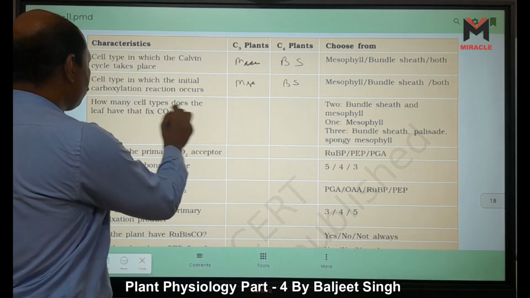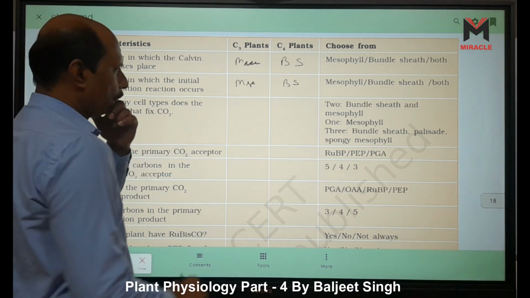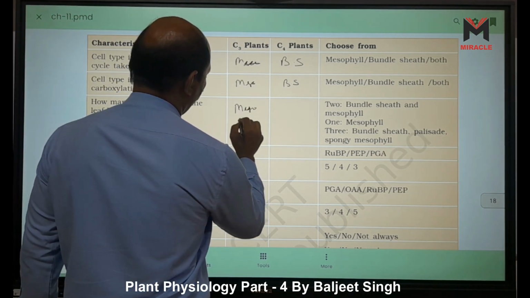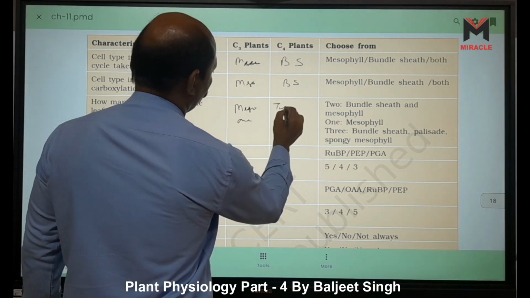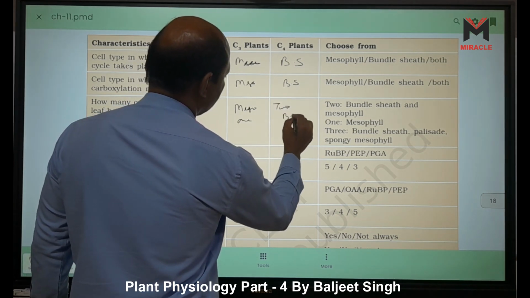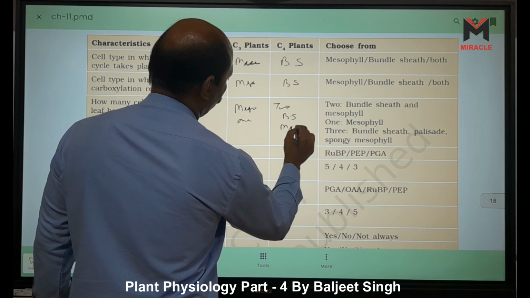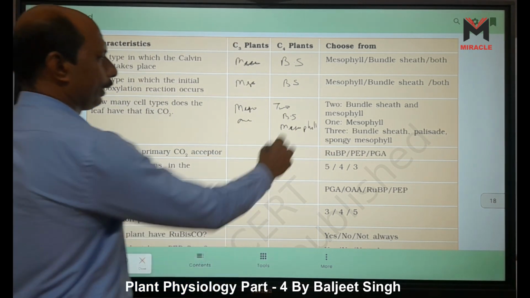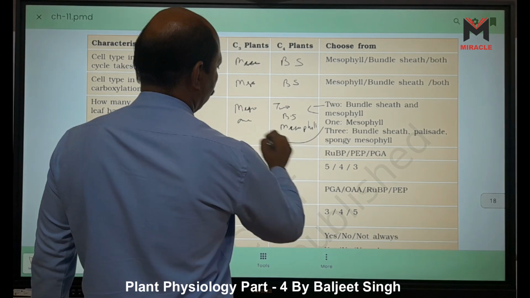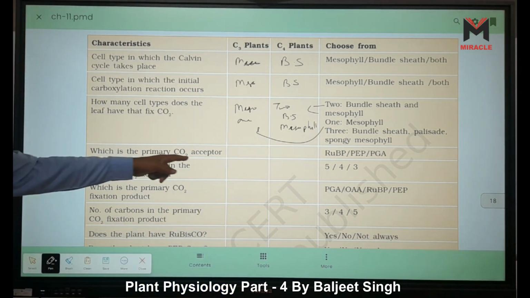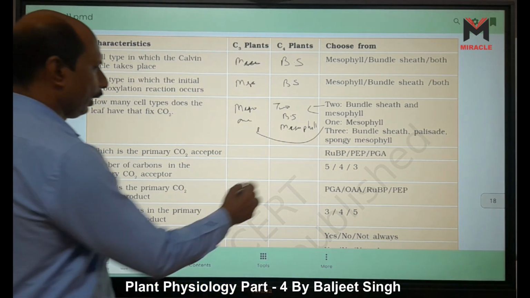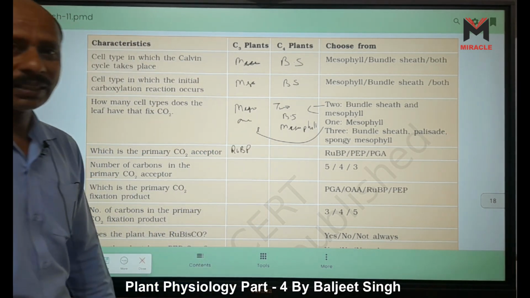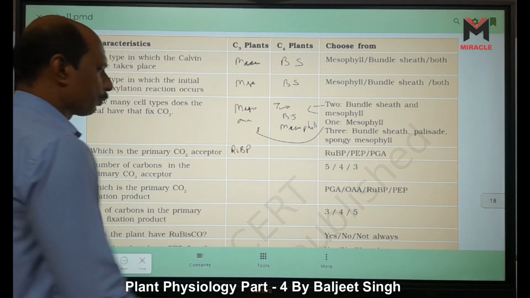How many cell types does the leaf have that fix CO2? Here only one, that is mesophyll. Here two, it is bundle sheath and mesophyll. Right? That is two here and one here. Now, which is the primary CO2 acceptor in case of C3 plant? It is RuBP. RuBP accepts the CO2 and forms 2 PGA.